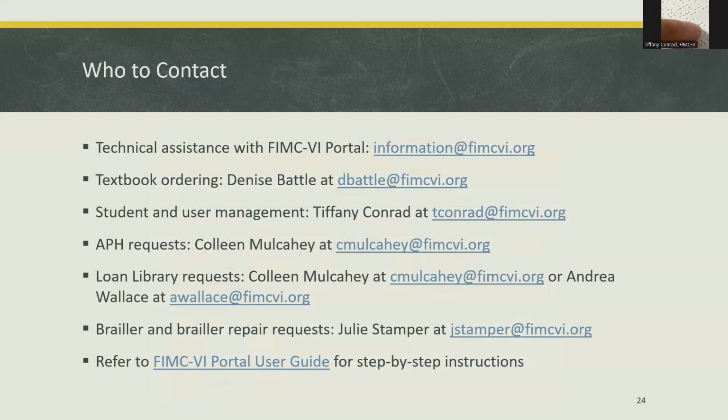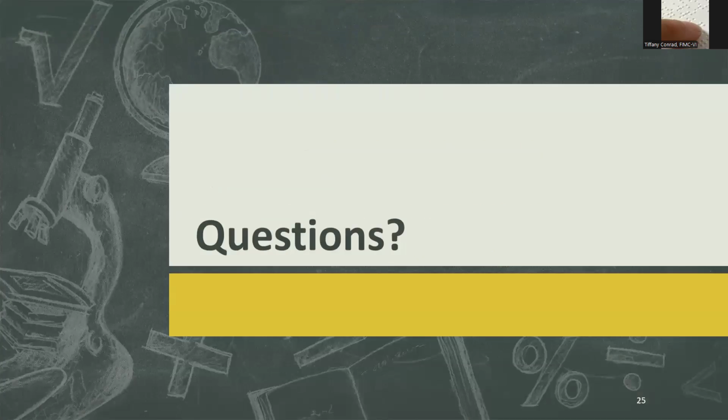If you have questions about textbook orders, you can contact Denise. Student and user management, Tiffany. APH requests and products, Colleen. For loan library, you can contact Colleen and Andrea. For Braillers and Brailler repair requests, contact Julie. And of course, the user guide I showed earlier has all of the step-by-step instructions, including the timeline for annual census, which will be consistent from year to year. So that is everything. What questions do we have, if any?